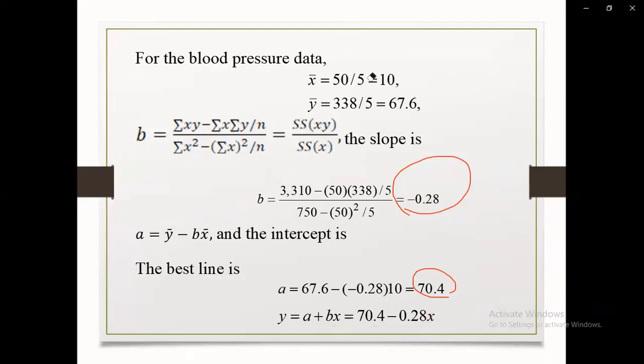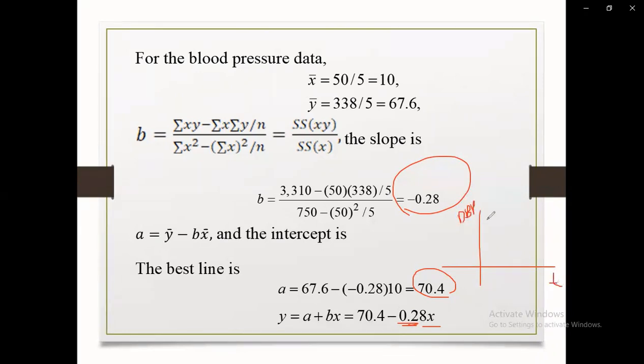interpreting these results here, we'll say that for a unit rise in your independent variable, y decreases by 0.28. So for a unit increase in x, y decreases by 0.28. In other words, because this is the slope, this means we have a negative relationship between your diastolic blood pressure and the time.